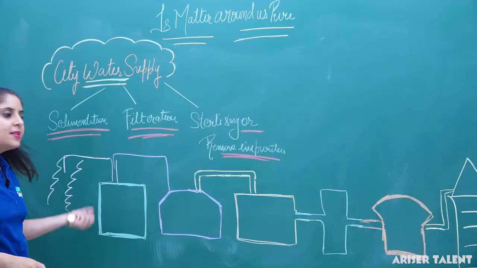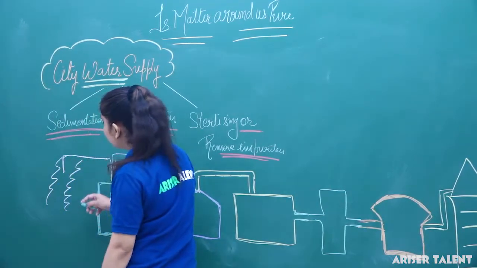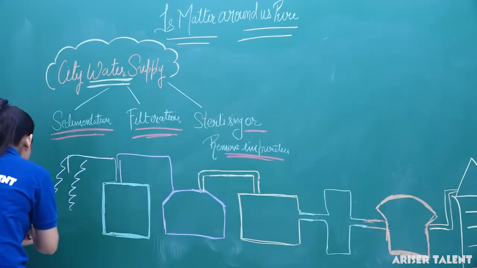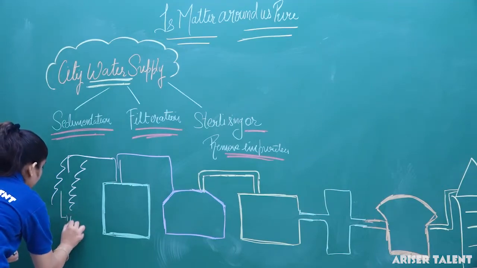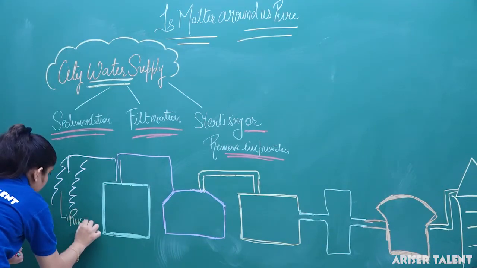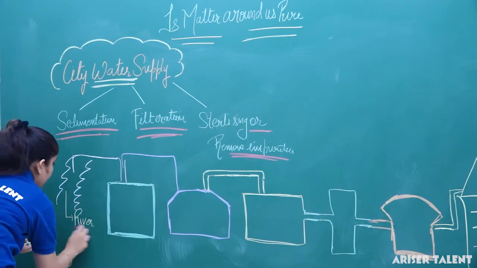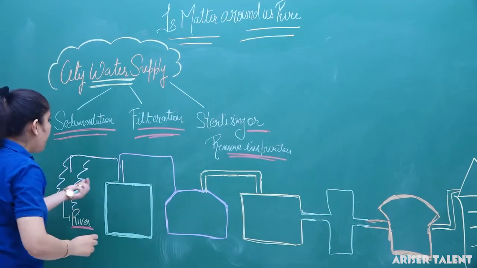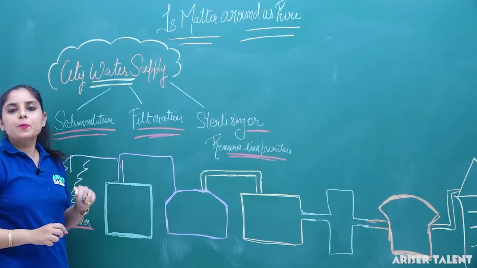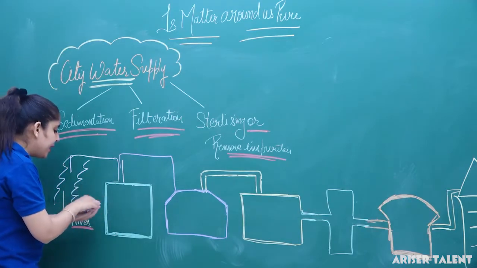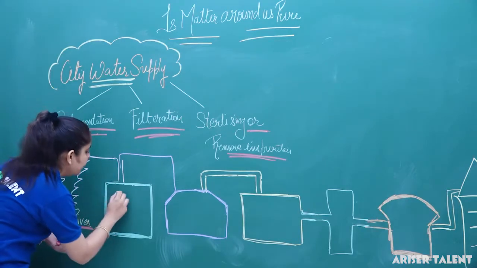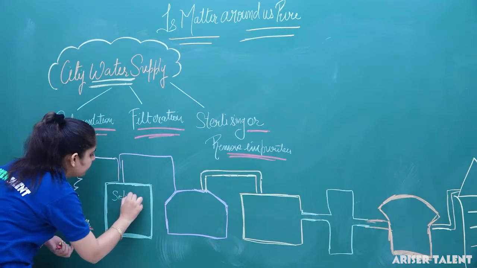So for this purpose, you can see that this is a river here. This part is our river. From this river, the water is going to pass through the sedimentation tank. This is nothing but the sedimentation tank.